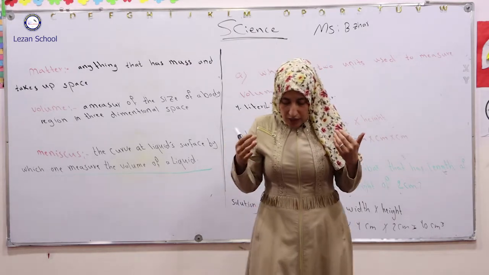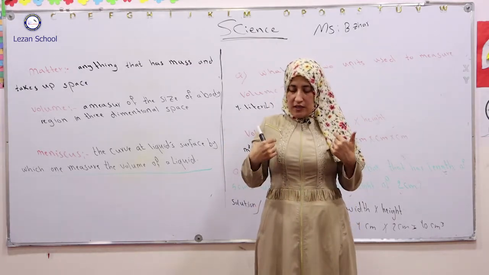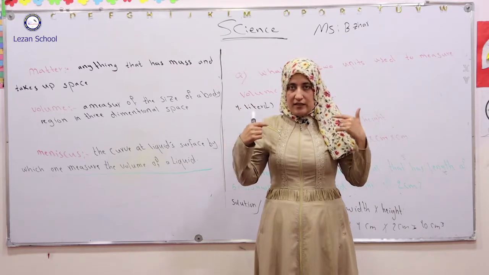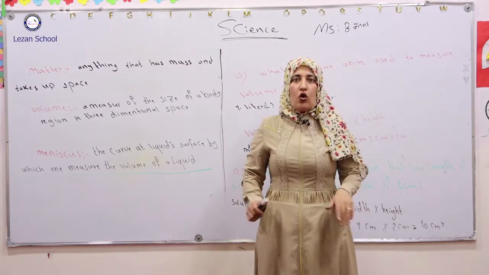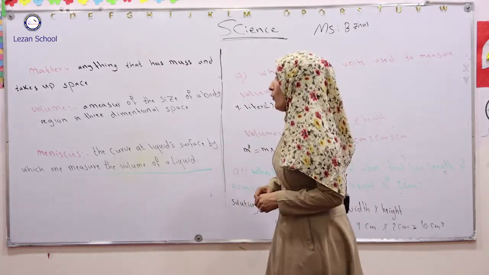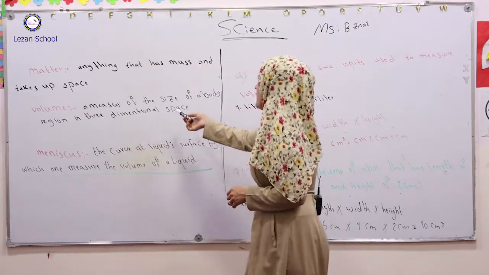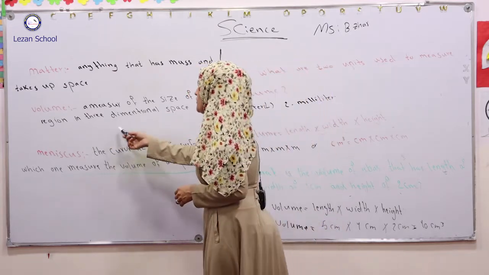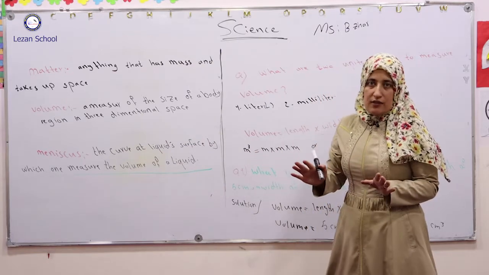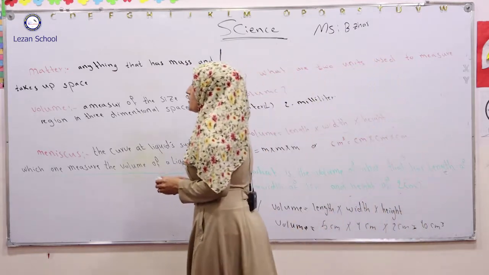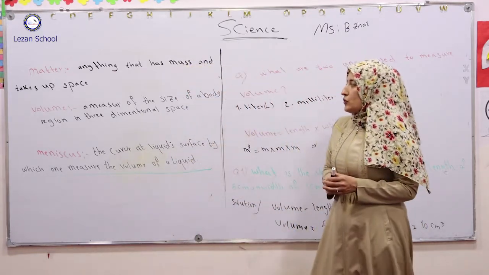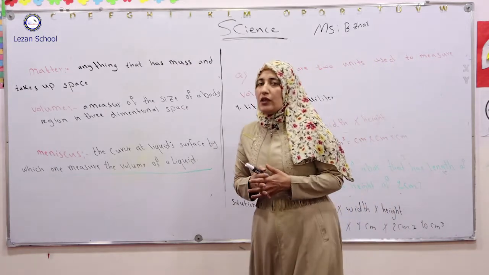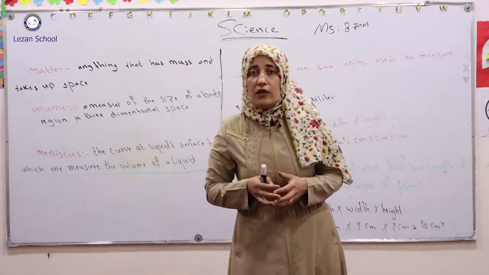Now I'm standing here. My body takes up space. The space taken by my body is called what? Called volume. So what's volume? A measure of the size of a body region in three-dimensional space. Now I'm going to explain to you the volume of liquids.